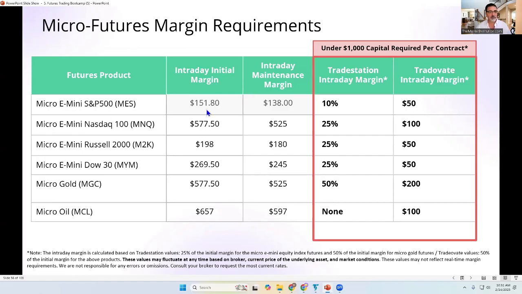We have intraday margin, $151. Now, this may have changed. I don't think we've updated this one just yet, okay? Because we were just looking at it. And the margin rates can change based on whether the exchange feels there's more risk in the market, okay? If the markets are really volatile, and the exchange feels that they're at risk of somebody defaulting or not being able to provide delivery, they will require more collateral. Okay, just good to know.